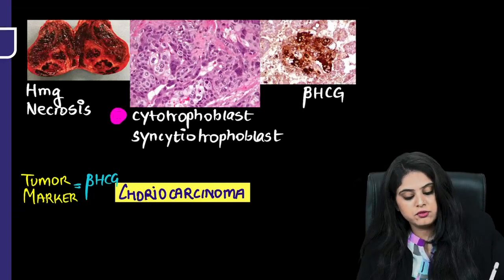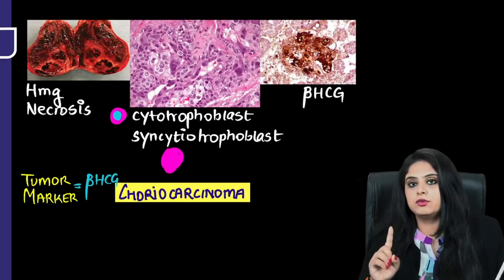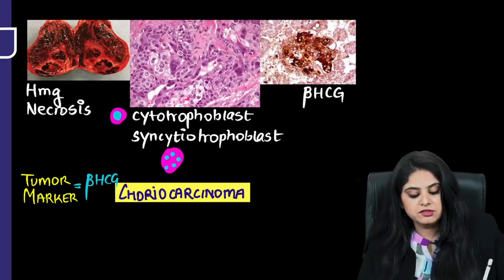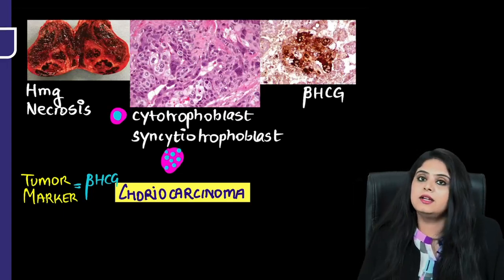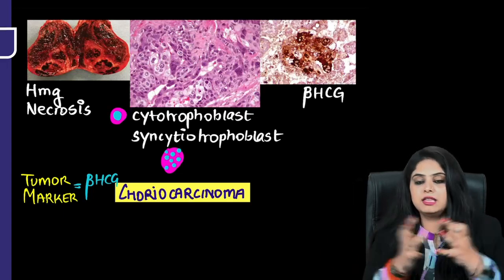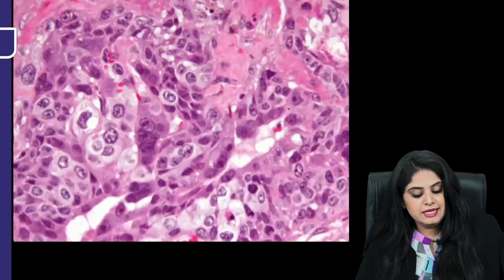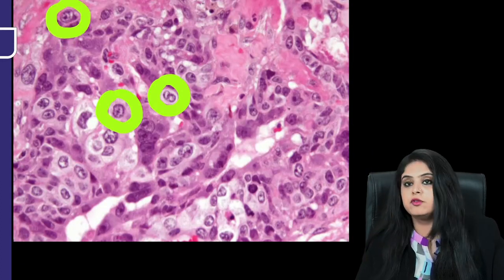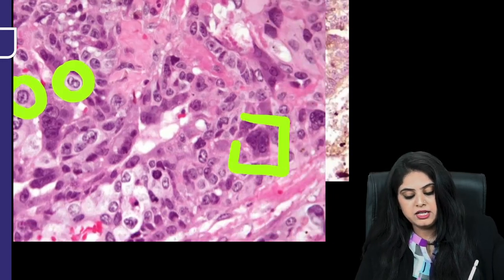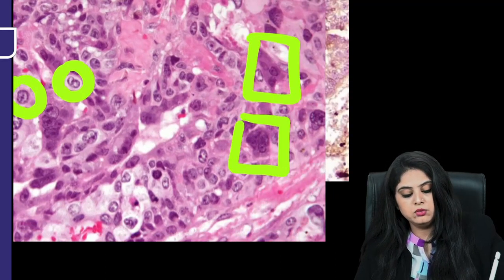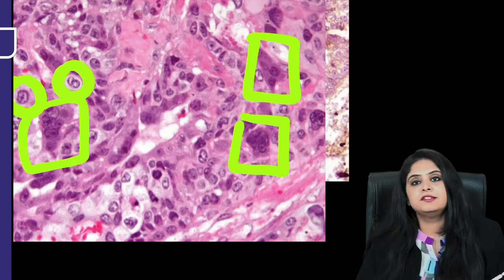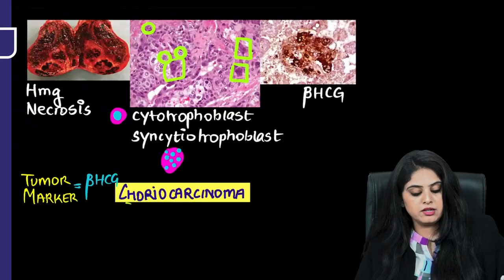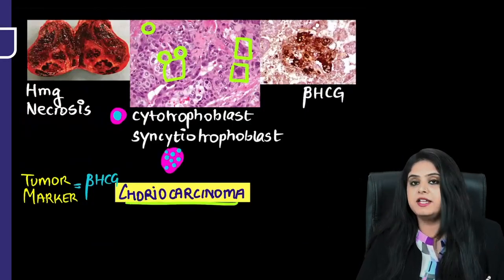Cytotrophoblast and syncytiotrophoblast, if you want to visualize: the one that has one nucleus is cytotrophoblast. The one in which a syncytium is formed, multinucleated, is syncytiotrophoblast. Syncytium means group. So if I show you one nucleus, that means cytotrophoblast. But if I show you too many nuclei together like this, they are going to be syncytiotrophoblast. Okay, choriocarcinoma, beta HCG tumor marker, very important.